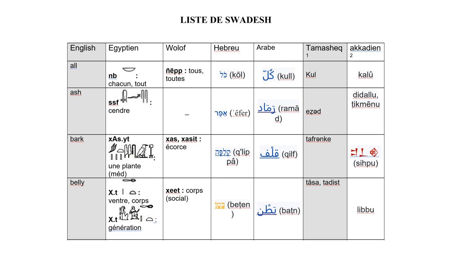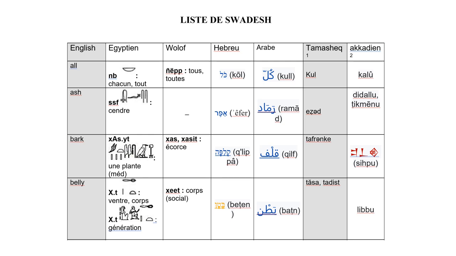Here is the first part of this Swadesh list. The first word is "all." You see, the first column is Egyptian, the second is Wolof, and so on, Hebrew, Arabic, etc. "All" in Egyptian is NEP, also NB. The A is merely a convention, because hieroglyphs don't write vowels, and Egyptologists have made a convention of always inserting an A first, but this is not really an A. So you have here NEP, meaning all or every, and in Wolof, NEP, you see.